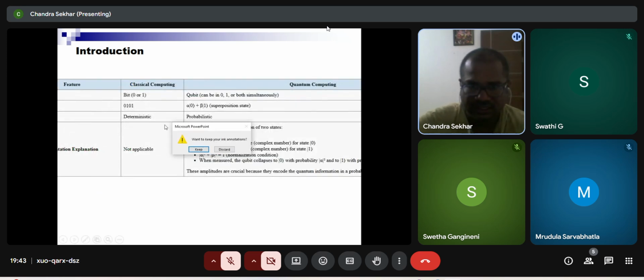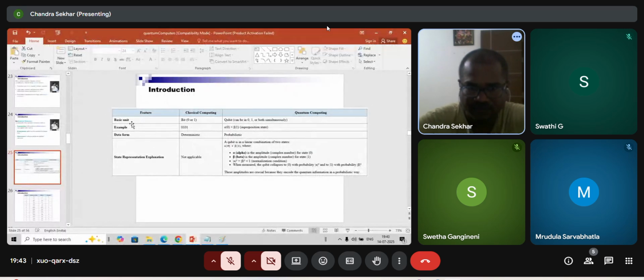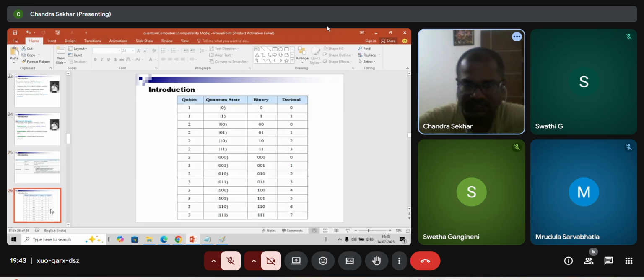See here, what a bit is and how you represent the information. Just now we studied this. With one qubit, these are the two values, 0 and 1 in classical terms. With 2 qubits, all 4 combinations. With 3 qubits, all 8 combinations. That is how we represent the data. That's it.